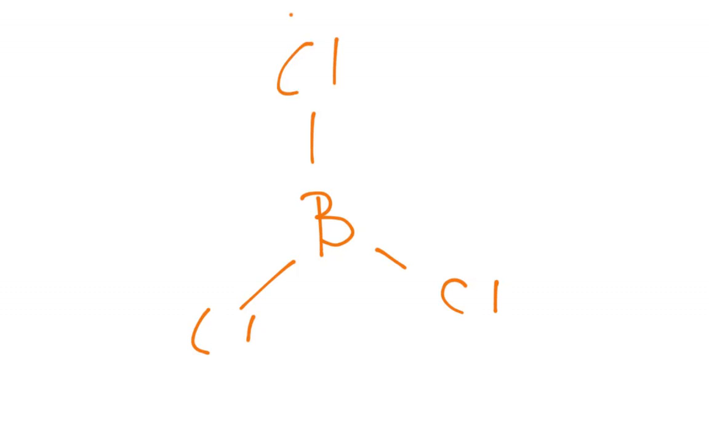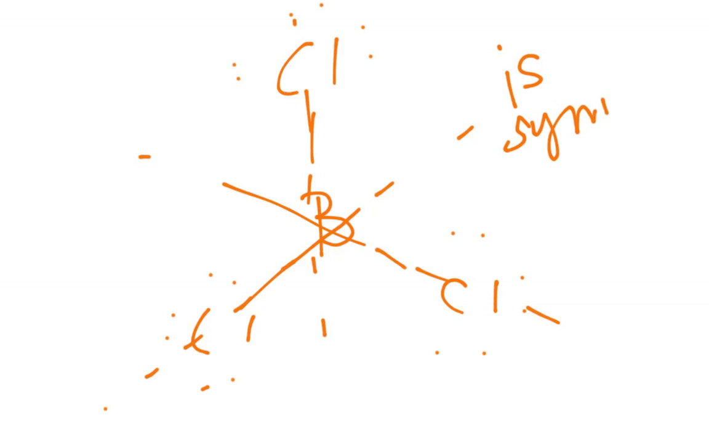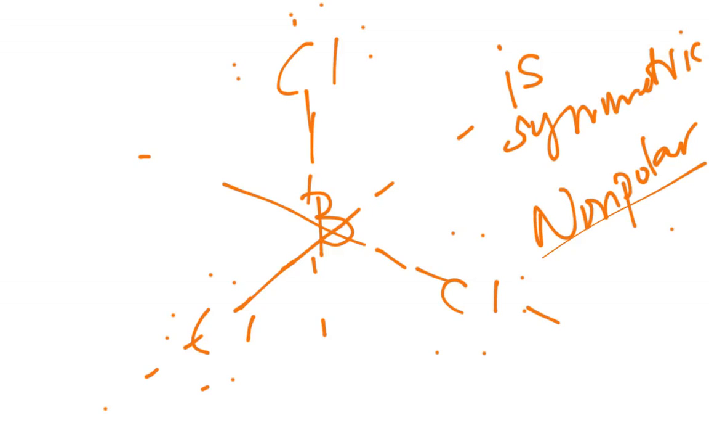Now we're going to look at the symmetry. If I have something like BCl3, this is symmetric. I can fold it in half there, I can fold it in half there, I can fold it in half there, and it always looks the same on the other side. So this is symmetric, so this is nonpolar. All right. So grab something that we've done before. Draw those molecules. Determine if they are polar or nonpolar by looking at whether they are symmetric or not symmetric.